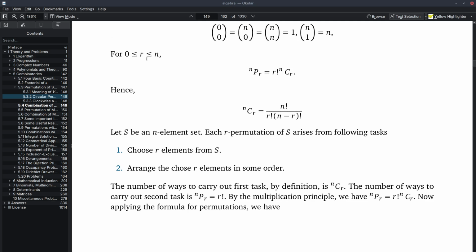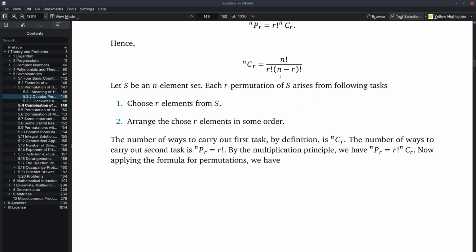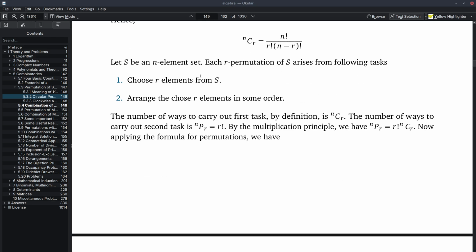For 0 less than or equal to r less than or equal to n, nPr is equal to r factorial times nCr. So nCr is equal to n factorial by r factorial into (n minus r) factorial. It is read as factorial, as we discussed in the previous video.